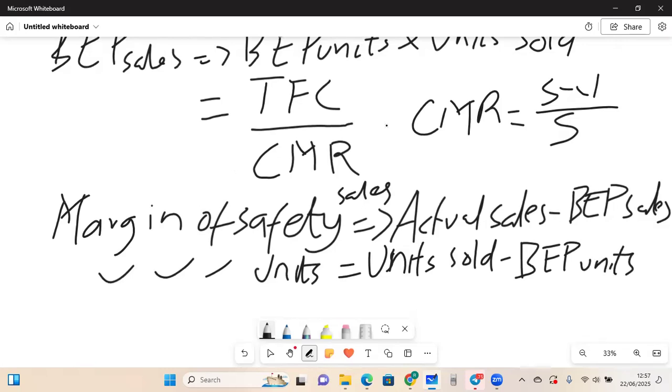So basically, it is also a situation where we say that it is how far the sales should drop for us to reach our break-even point. So the higher the margin of safety, the safer the organization is, and the lower the margin of safety, the riskier it is for the organization.